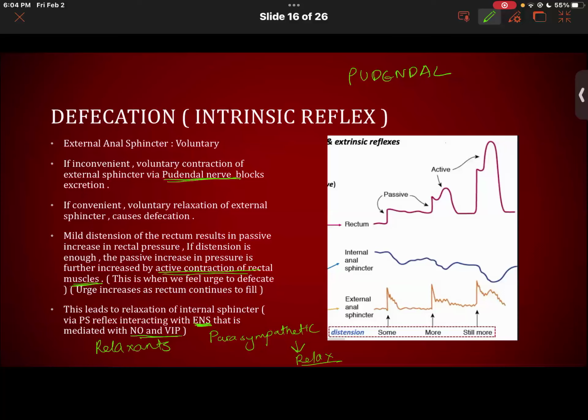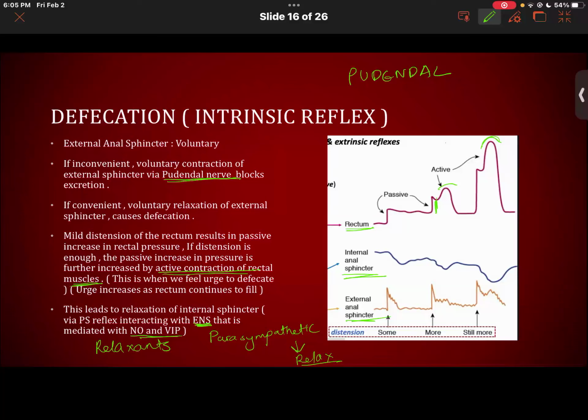So we have a diagram here that's really helpful. So this one is a rectum. This is the pressure in the rectum. This is the internal anal sphincter and the external anal sphincter. So in the rectum, we have a passive increase in pressure over here because it's filling with feces. And then here we have an active increase, which means the rectal muscles are contracting. Obviously, when there's active increase, there should be a decrease in internal anal sphincter pressure. Why? Because the internal anal sphincter is relaxing, which means the pressure is going to decrease.